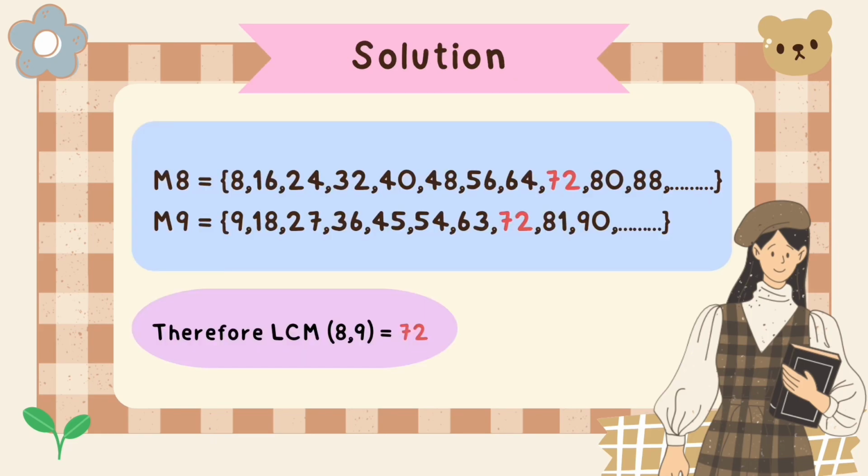Solution. Let M8 and M9 be the set of multiples of 8 and 9 respectively. M8 is 8, 16, 24, 32, 40, 48, 56, 64, 72, 80, and 88. Next, M9 is 9, 18, 27, 36, 45, 54, 63, 72, 81, and 90. Therefore, LCM(8, 9) is 72.